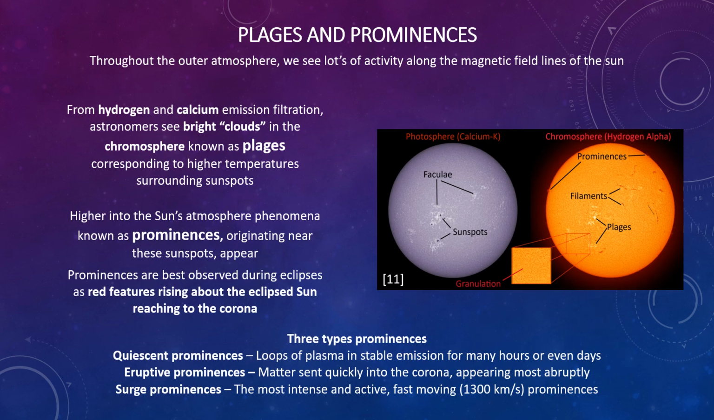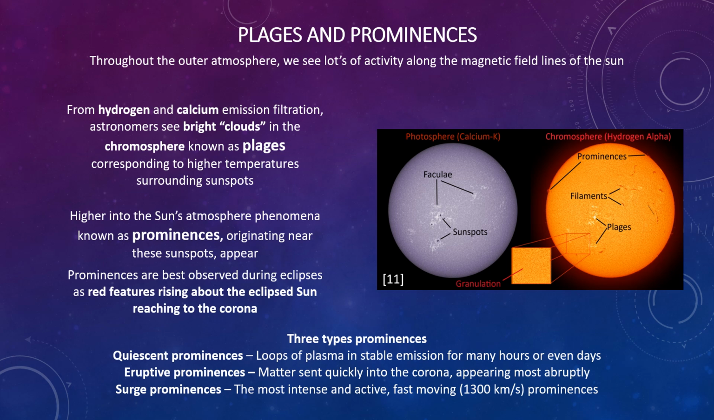Similar to sunspots, but hotter, are these things called plages. So when we look at the sun in calcium and hydrogen emission narrow bands, we see that there are bright clouds in the chromosphere known as plages, which correspond to higher temperatures, and these areas surround sunspots. So the cooler regions, the sunspots, are surrounded by hotter areas in the chromosphere.